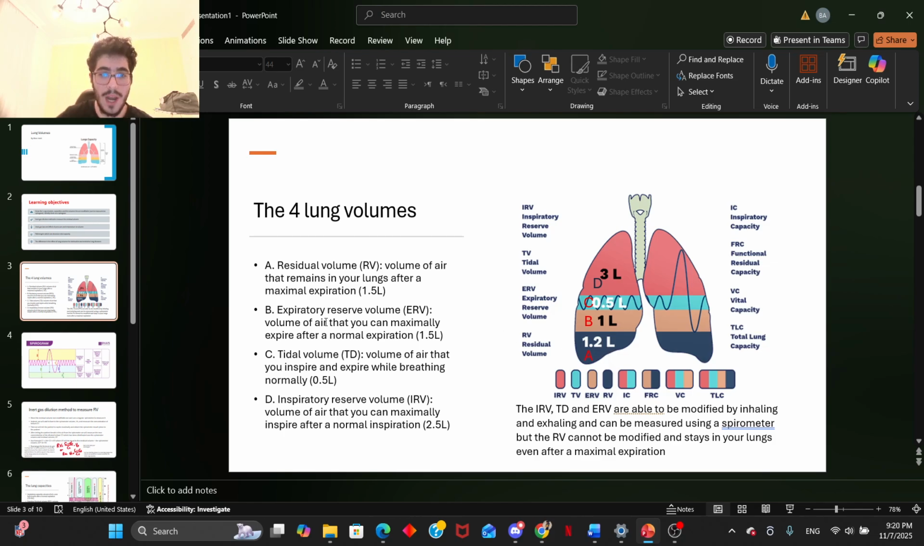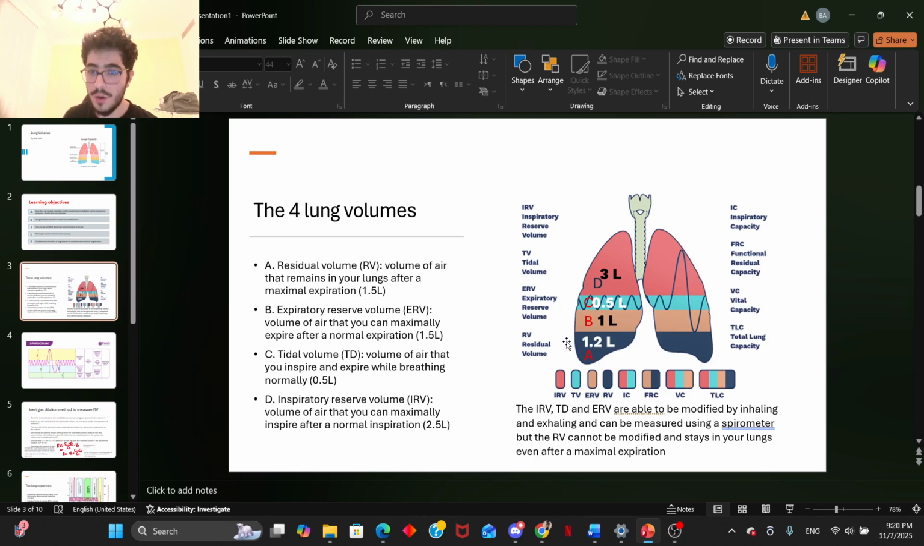Next, we have the expiratory reserve volume. The expiratory reserve volume is the volume of air that you can maximally expire after a normal expiration. So after you do a normal expiration here, it's the volume of air that you can maximally expire. And it's also about 1.5 liters. It's listed here, B.